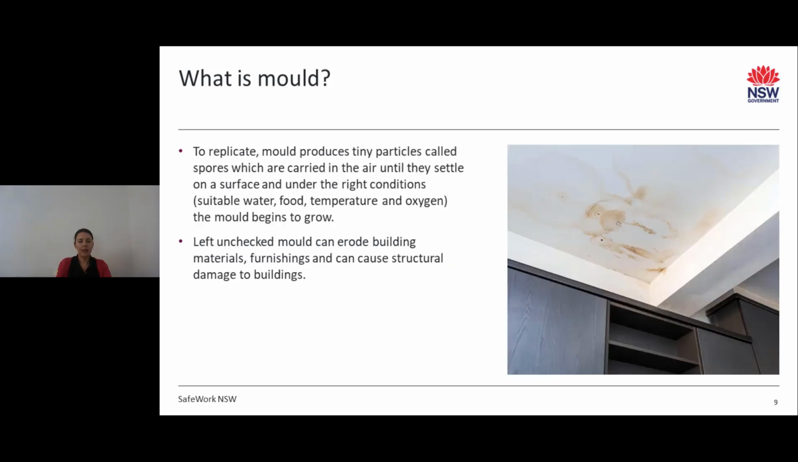To replicate, mould produces tiny particles called spores, which are carried through the air until they settle on a surface, and under the right conditions, mould begins to grow. In buildings, for example, mould can be found on ceilings, floors, walls, storage areas, and in cupboards. It can be hidden under carpets, floor tiles, roof cavities, or behind wall cabinets.